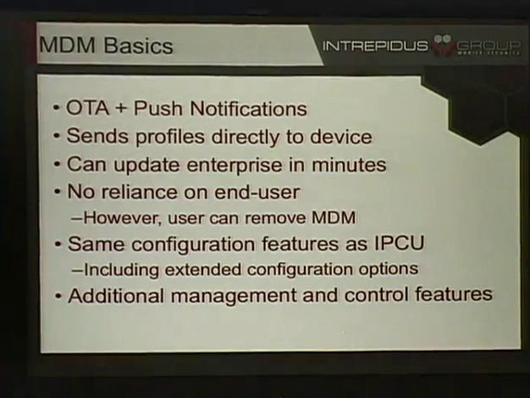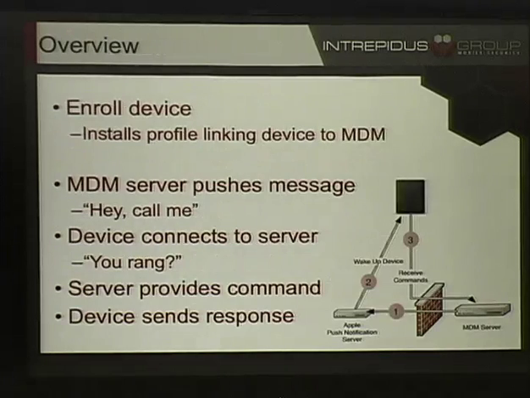Mobile device management is basically the over-the-air delivery of profiles coupled with push notifications. Using this, the MDM server can send a profile directly to the device over the air remotely. It doesn't rely on the end user tapping anything. It just happens. In theory, you could update the entire enterprise, all of your iStuff, in minutes. It has the same configuration features as iPCU. You can even create the profiles in the configuration utility, export them, and import them into most MDM servers, but most of the commercial servers are going to have a full profile editor built in. Also, in addition to profiles, they give you some additional management control features, and we'll discuss all the features as we go on. So how exactly does all of this work?